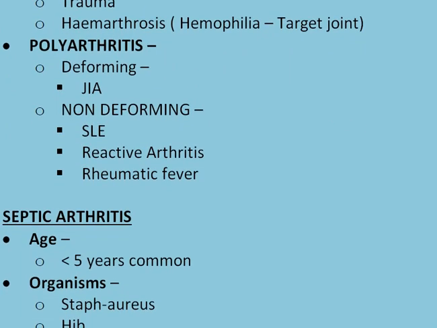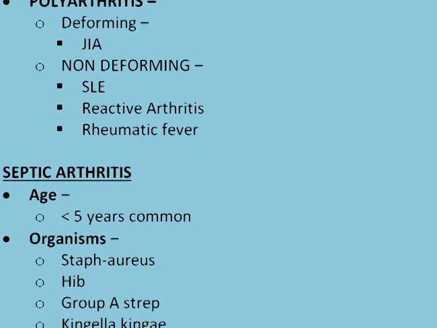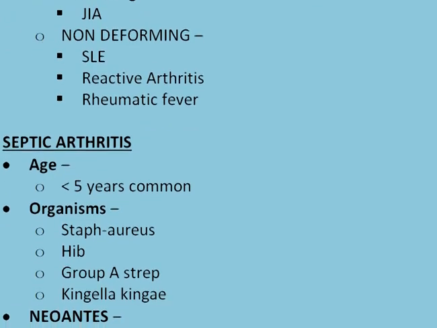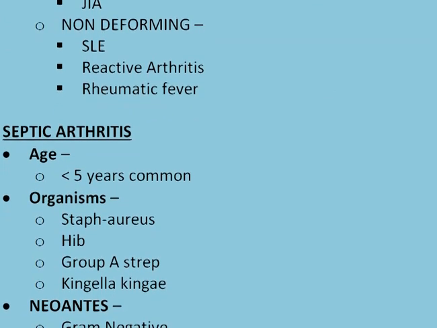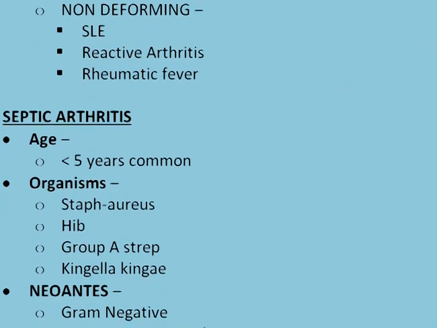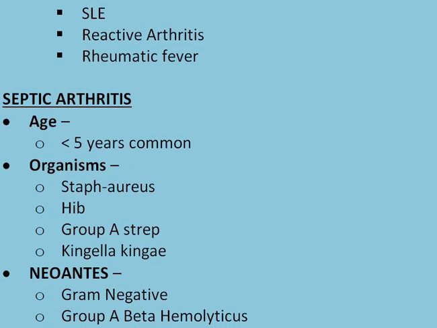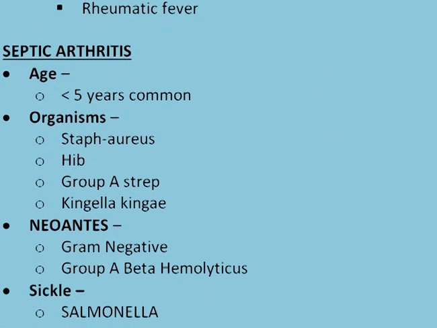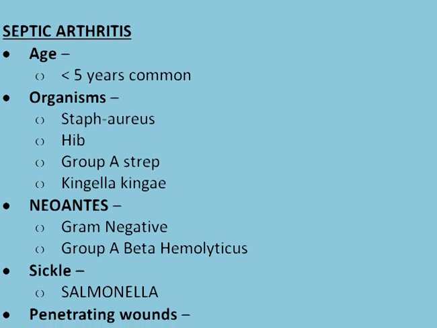So now a few words on septic arthritis. It is more common in children less than 5 years. The organisms which can cause septic arthritis are Staph aureus, Haemophilus influenzae type B, Group A Streptococcus, Kingella kingae. In neonates, gram-negatives are more common, and Group B beta-hemolytic Streptococcus.